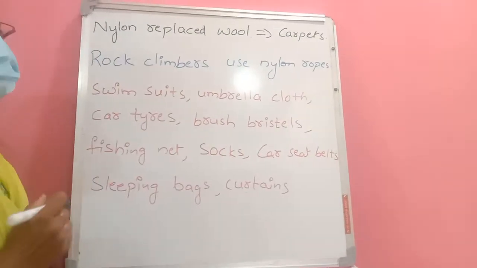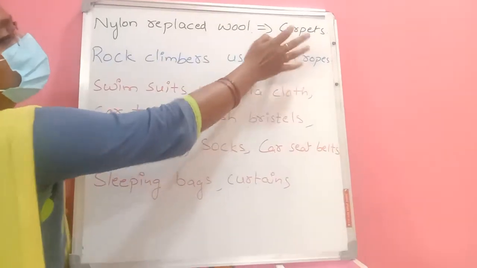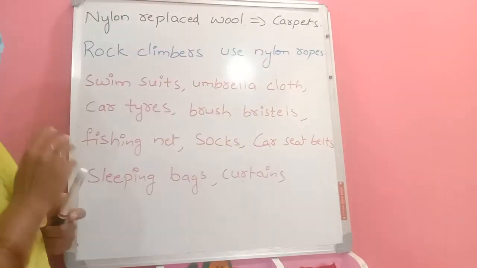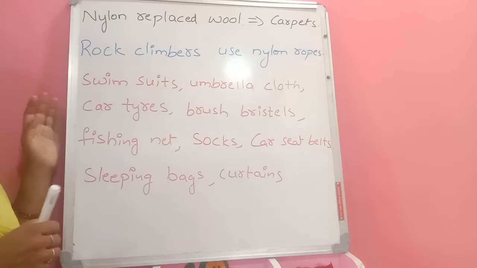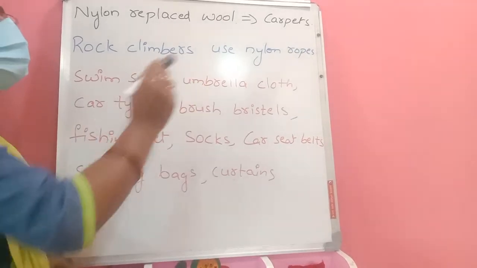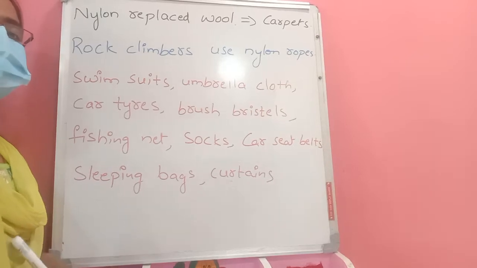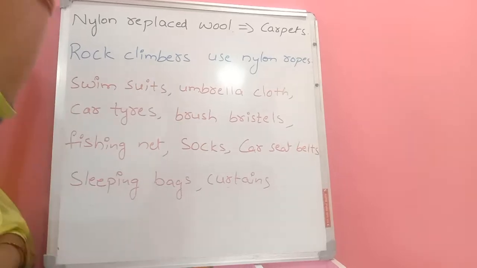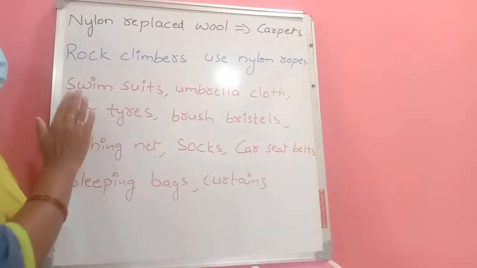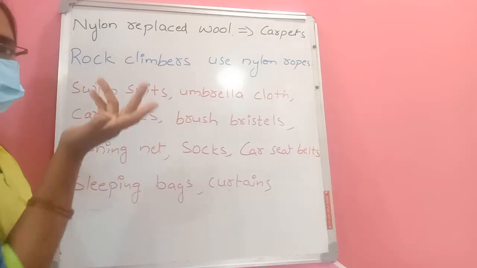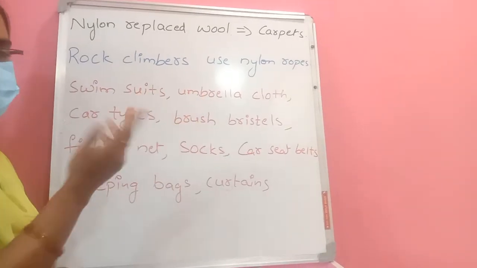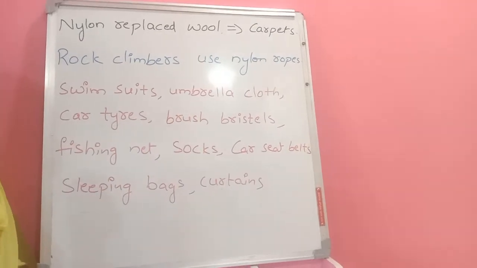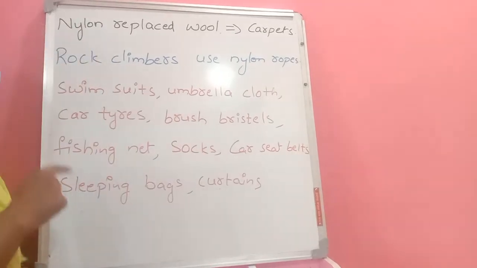Nylon replaced wool in making carpets. First we used wool, but now we are using nylon to prepare carpets. Rock climbers also use nylon ropes because nylon is very strong, so they can use nylon ropes to climb mountains. Using nylon, we can prepare swimsuits because it does not absorb water. Umbrella cloth does not absorb water. Car tires and brush bristles are also made of nylon.